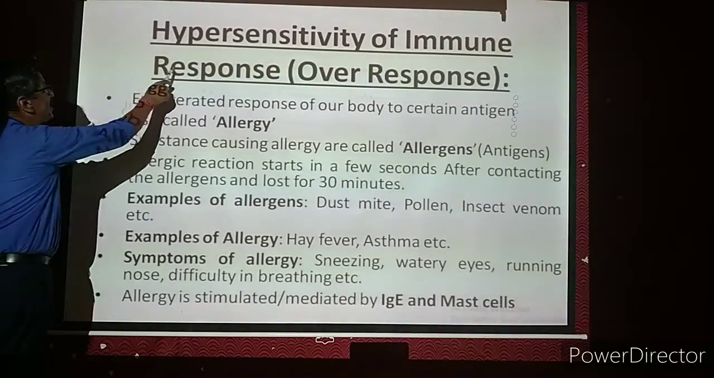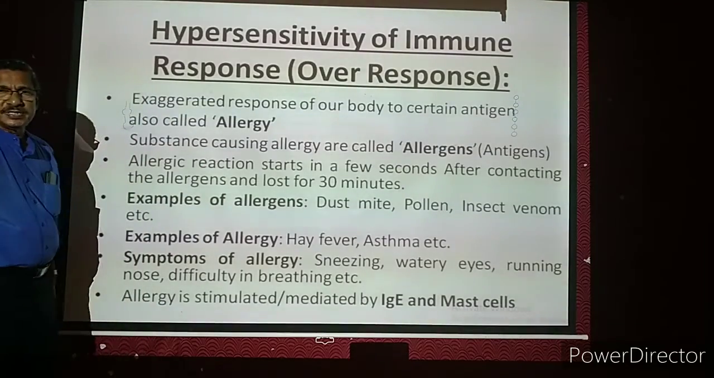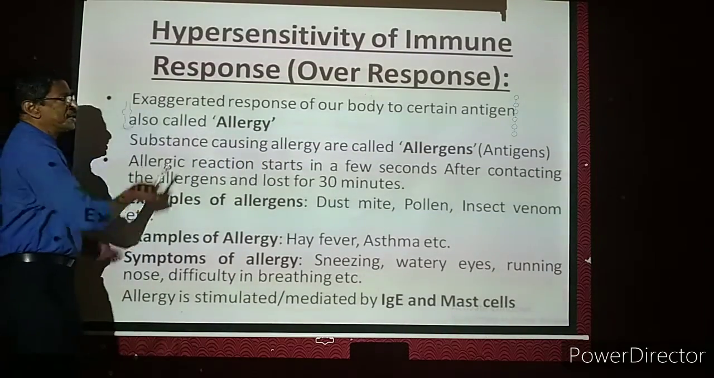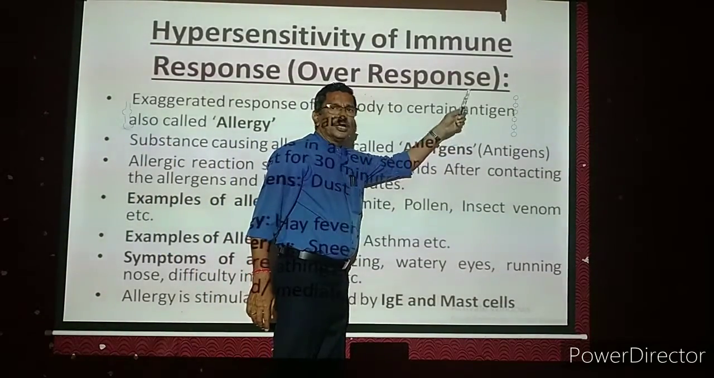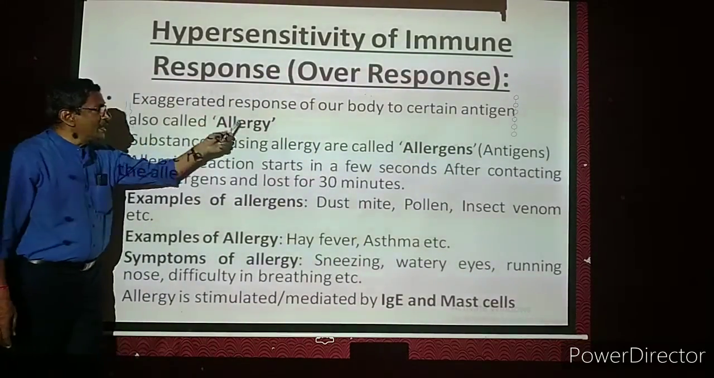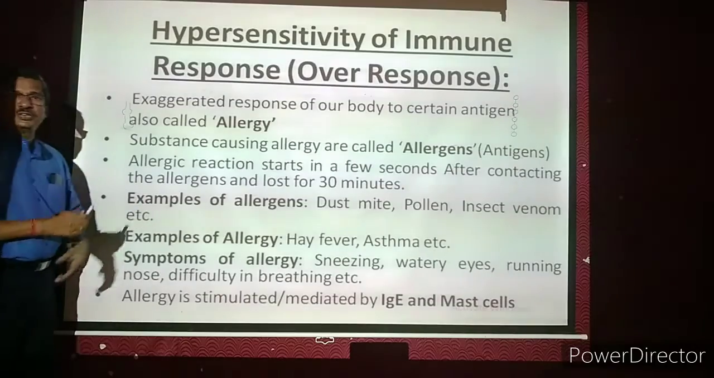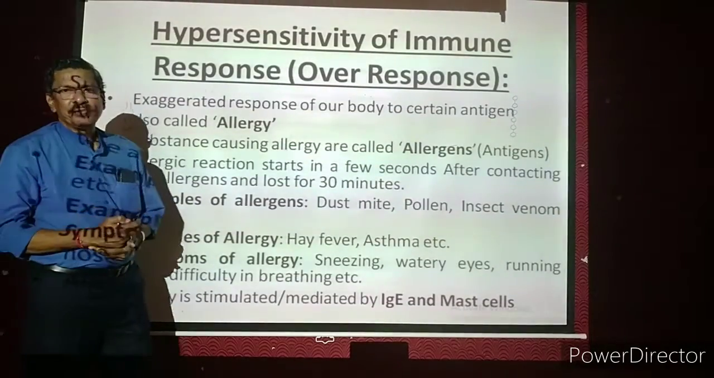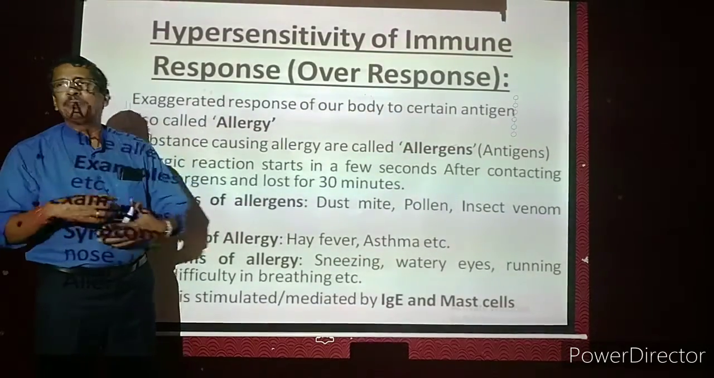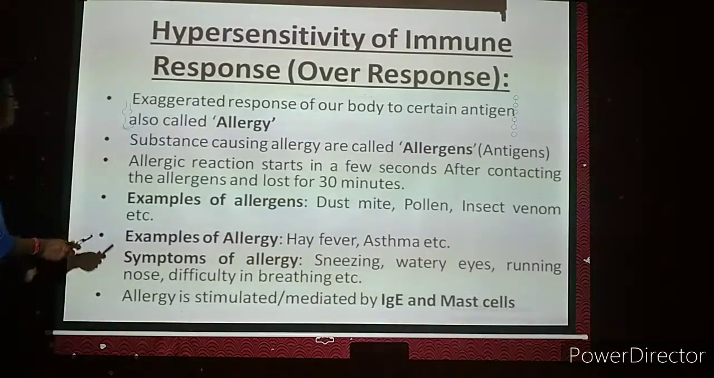What is the meaning of hypersensitivity? We have to see. Exaggerated response, too much of response. Beyond the limit, the response is given by our body to a certain antigen. Antigen means microorganism or the toxic substance produced by the microorganism. It is also called allergy. This over response is also called what? Allergy. Allergic reaction will be there. Sometimes for hardly some people, when one injection is given or one vaccine is injected into the body of the child, rashes will appear. That is called allergy. That means the body is showing over response, but we can control it.